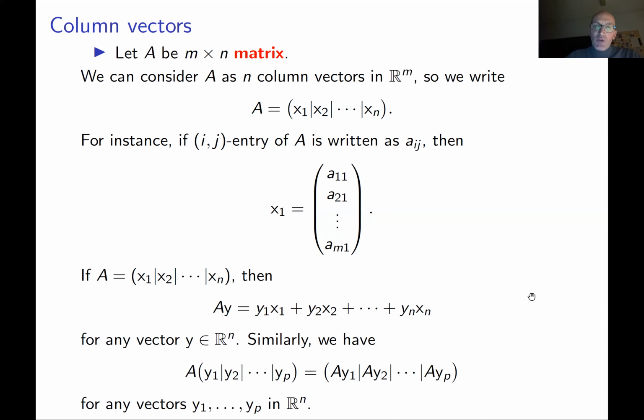Vice versa, if you have p vectors y1, y2, yp that live in an n-dimensional space Rn, you can form a matrix out of them. You put these vectors as column vectors, and so you get a matrix of n times p size, n rows and p columns. And then what happens if you multiply A on the left times this matrix? It's basically the same as multiplying each column by A.